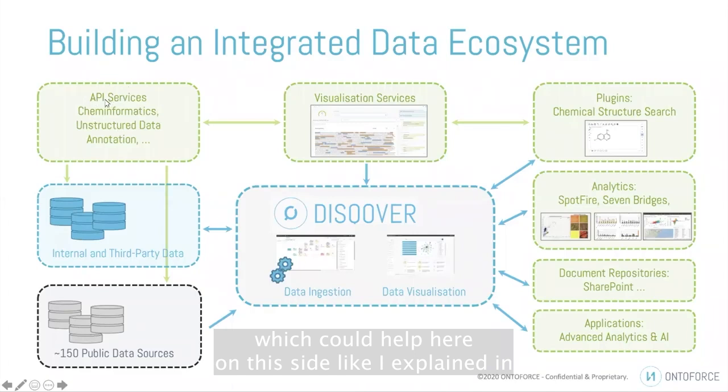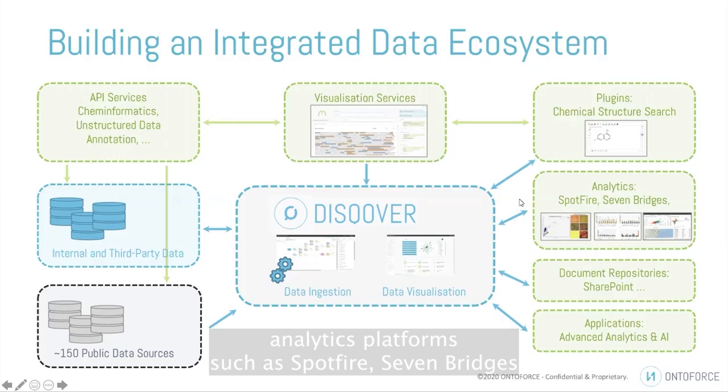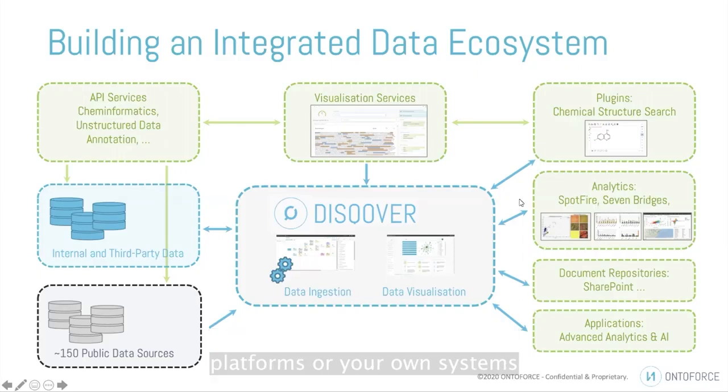Plugins which could help here on this side, like I explained in the pre-processing, but also could be used in searching. You will see an example of that. As a downstream effect, you could also link out to downstream analytics platforms such as Spotfire, Seven Bridges platforms, or your own systems like those made in Jupyter or RShiny.